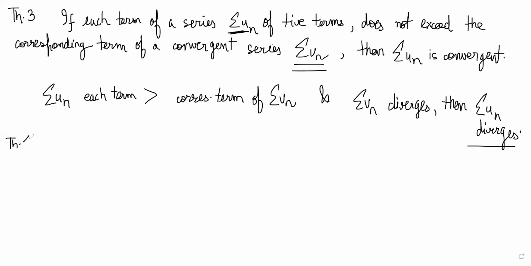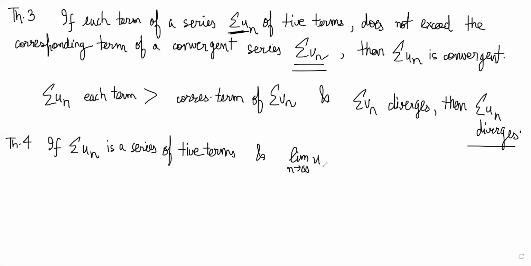Then theorem 4 is something we have already seen before, but we'll write that again. If this is a series of positive terms and the limit as n tends to infinity of un is not equal to 0, then what should happen to the un series? Then it should diverge. We saw this in the last class.